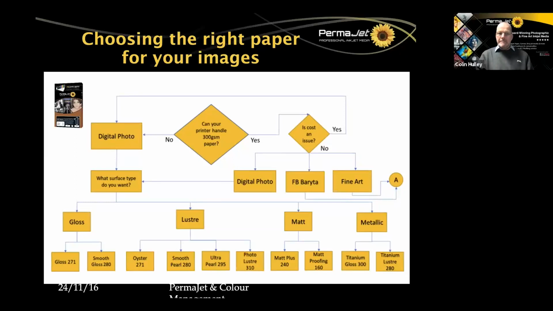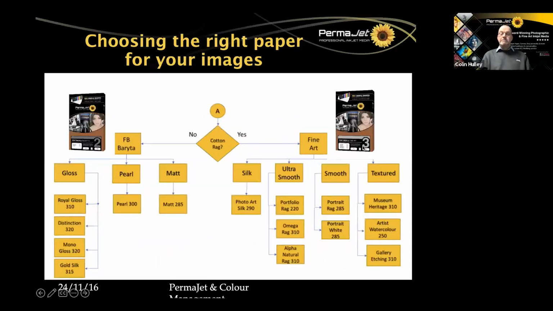Something to consider. But if cost is not an issue, then we can move on to what we call the fine art ranges, the fibre-based Baryta and the Fine Art. So again, we do test packs for these. Test pack 2 is the one nominated for the fibre-based Baryta range. And then we've got test pack 3, which is for the textured paper range.